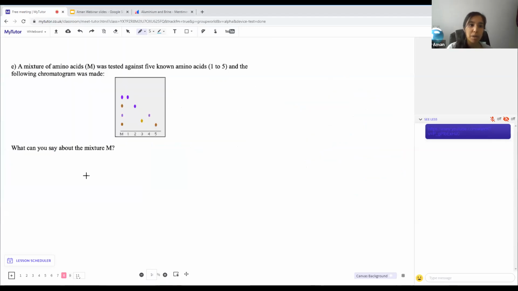Okay, so an exam question. A mixture of amino acids was tested against 5 known amino acids, 1 to 5, and the following chromatogram was made. What can we say about mixture M? So I'm looking for a couple of points here. It's a 3-mark question, so I'm looking for 3 points.